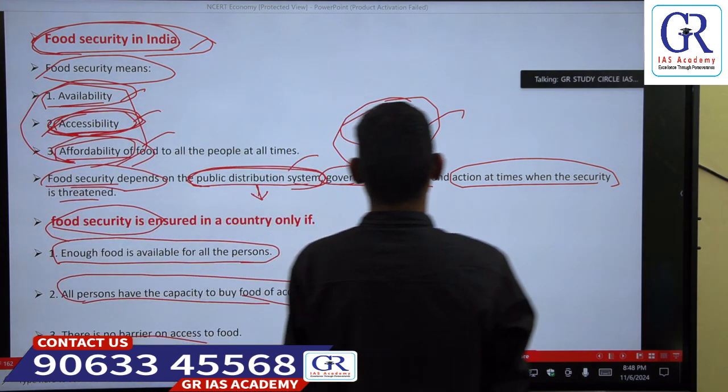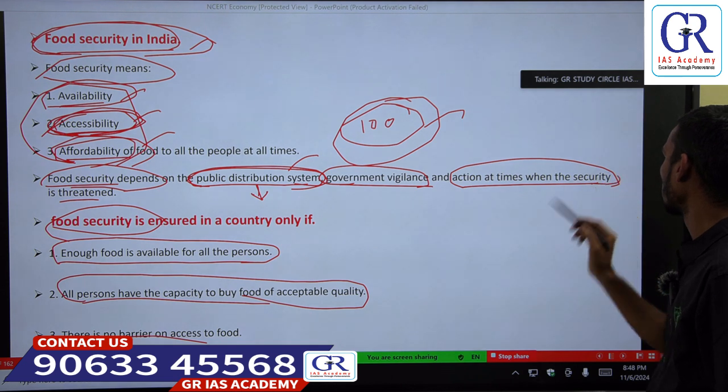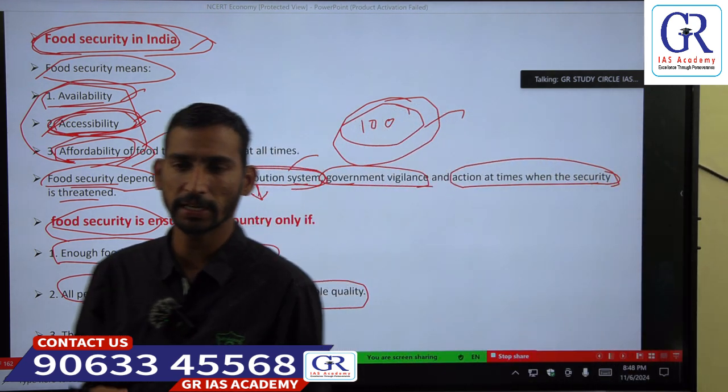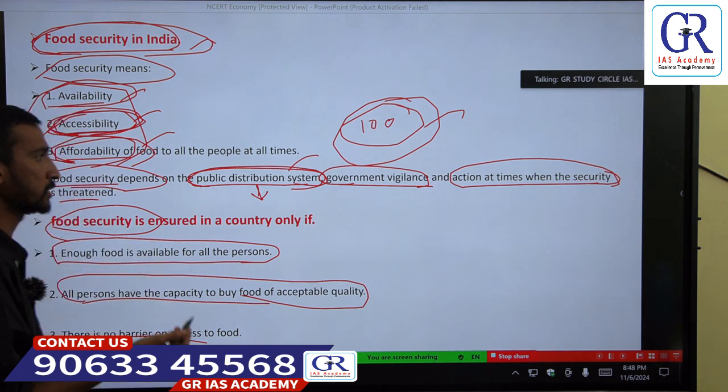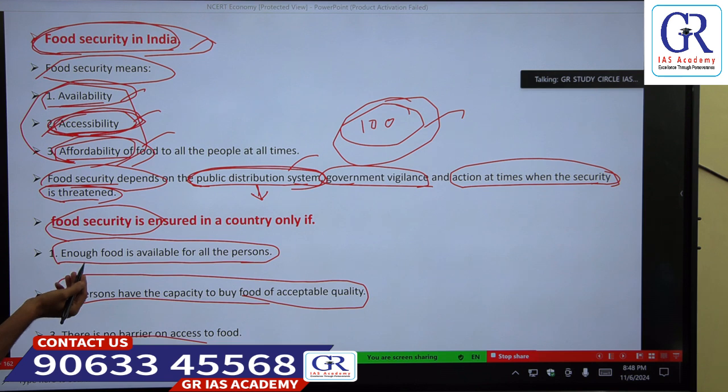Okay, so that is what. And even at the time when security is threatened, that means at the time of worst cases, in the case of worst situations, what will the government do?